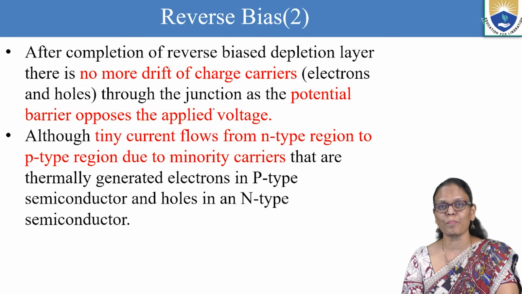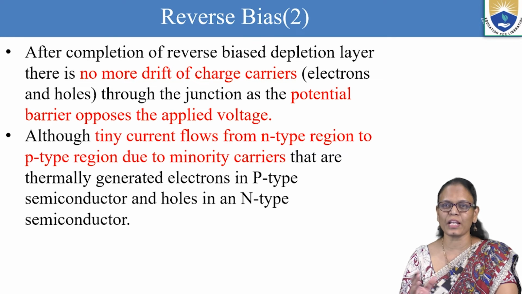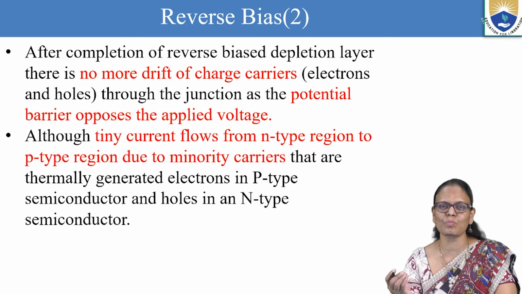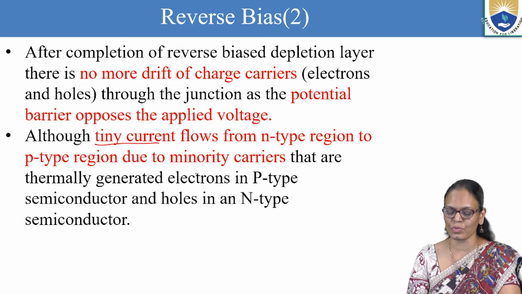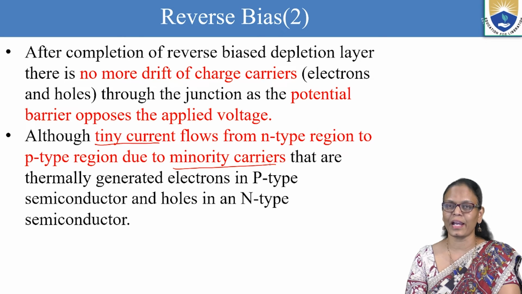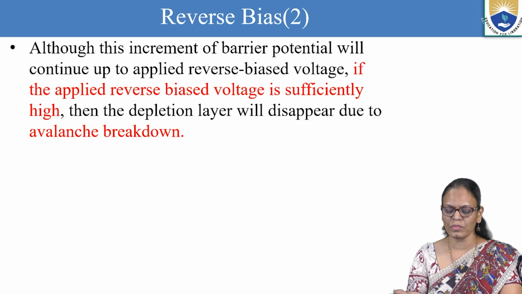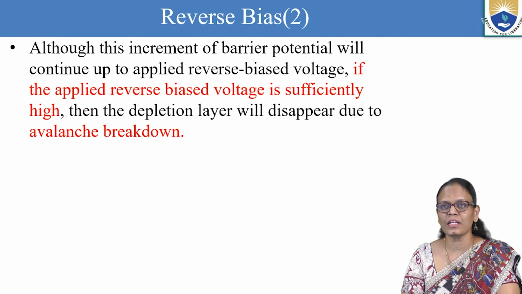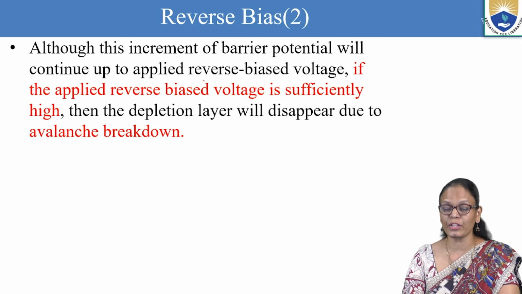So, it is opposing. So, there is no movement, but only the minority carriers will be moving from the N region to the P region. So, there will be a small current. We call it tiny current, and this current is due to the minority carriers. Now, what we are seeing here is there is an increment in the barrier potential, and this will continue up to the applied reverse voltage.